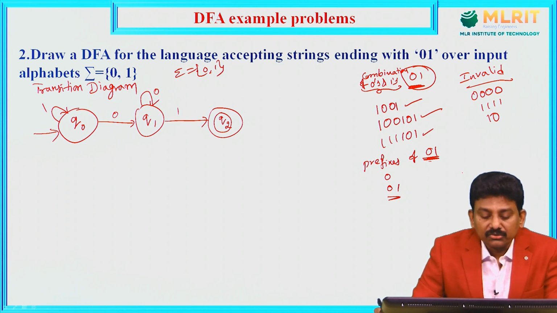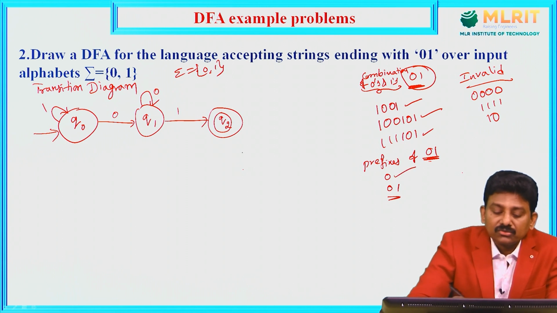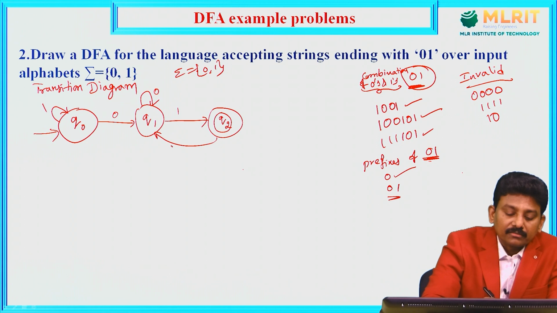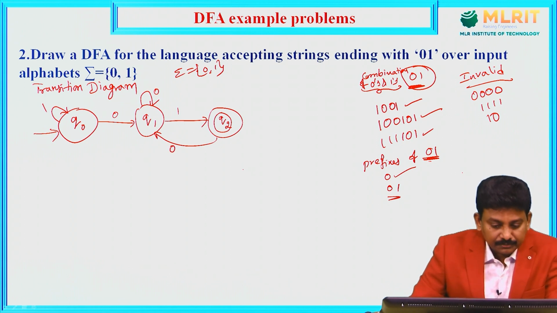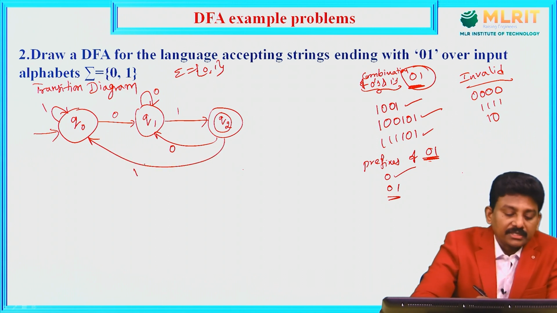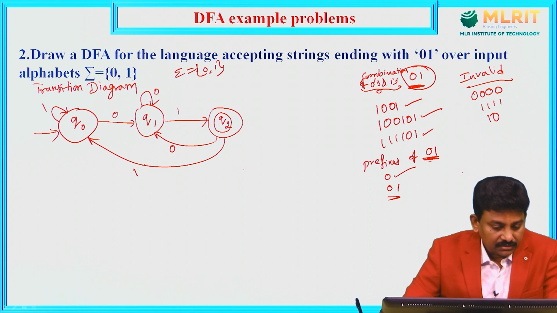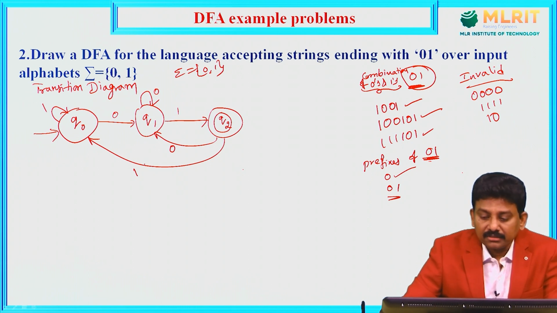In Q2, if you read 0, the previous symbol is 1 and the current symbol is 0, that is 1 0. 1 0 is not a prefix. But the current symbol is 0, and 0 is a prefix of 0 1, so I can go to Q1 for 0. For 1, in Q2, if you read 1, the previous symbol is 1 and the current symbol is 1, that is 1 1. 1 1 is not a prefix, 1 is also not a prefix, so I go to the initial state. Once again, I have to find prefix 0 or prefix 0 1. This is the transition diagram for the strings ending with 0 1.